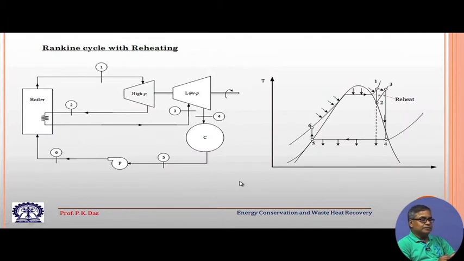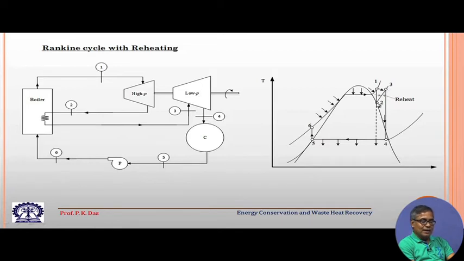State 3, you see, from 2 to 3 we follow this line. What is this line? This is some sort of a constant pressure line. So, once we have known the pressure at 2, the pressure at 3 is also known.